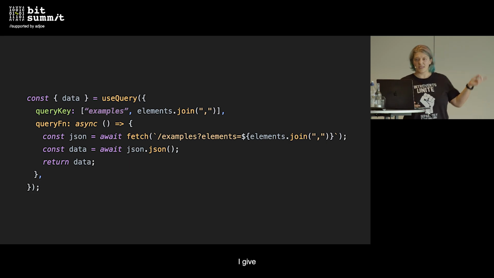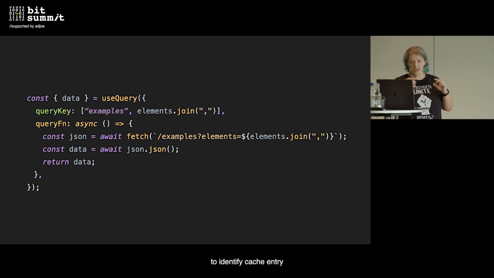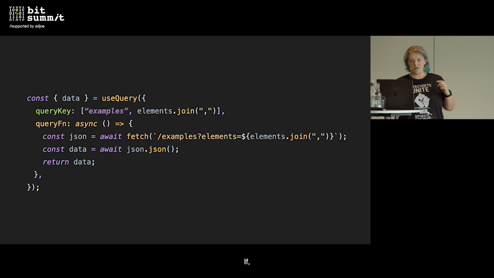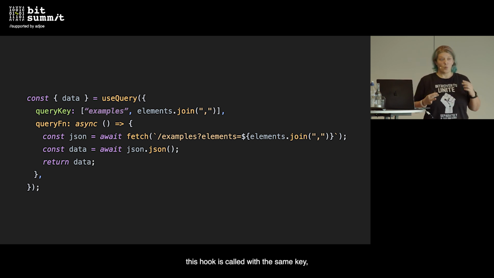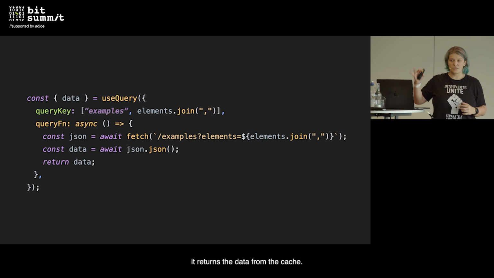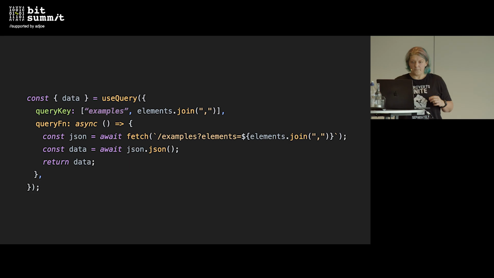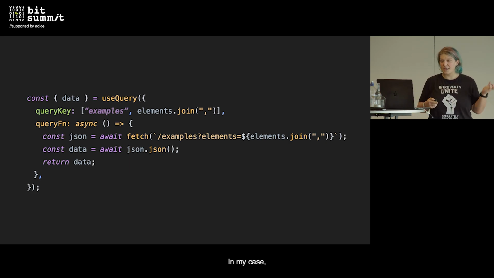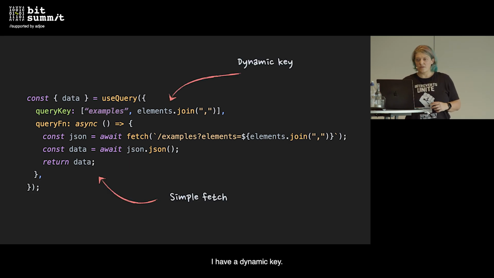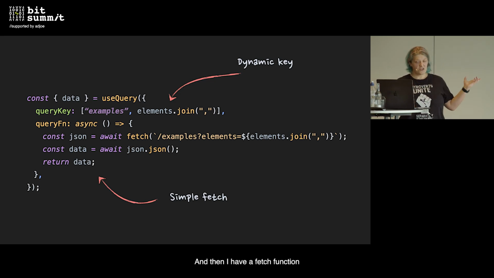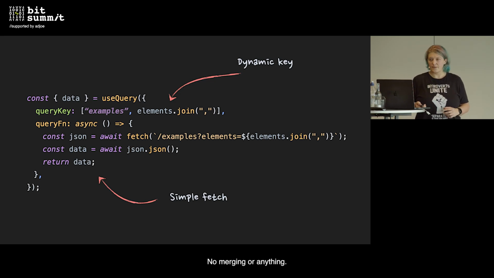What I have here is I give the library a key to identify cache entry, and then an async function that it triggers when it doesn't have this cache entry, that fetches the data for this particular key. If this hook is called with the same key during re-render, it returns the data from the cache. So the overfetching doesn't happen. So what is happening here in my case? I have a dynamic key. It depends on the selected filter. And then I have a fetch function that returns data, no merging or anything.